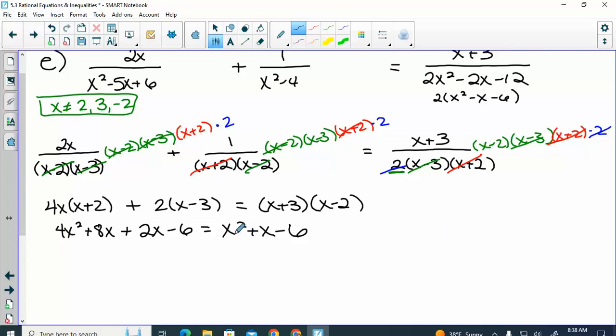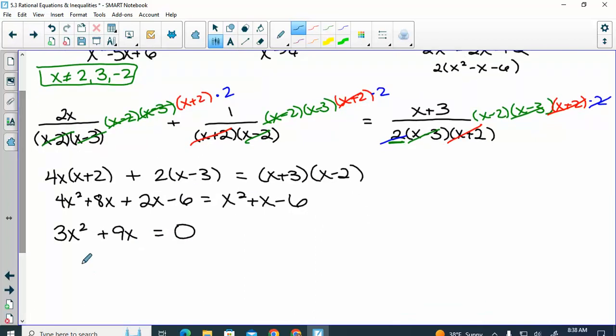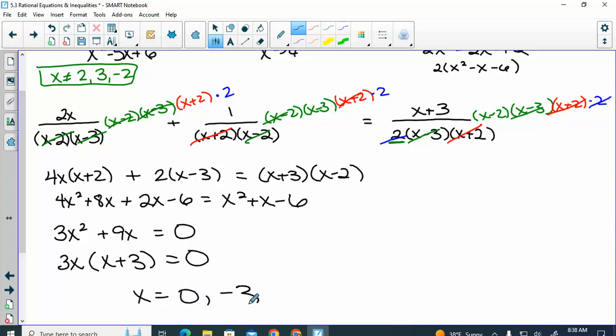Alright. If I subtract over my x squared, that's a 3x squared. Subtract over my x, so 8 plus 2 minus 1. When I add my 6, lucky for us, those cancel. So we can have a GCF. Set those equal to 0 and we get 0 and negative 3. Are both of those answers okay? Yes, we couldn't have positive 3, but negative 3 is fine.